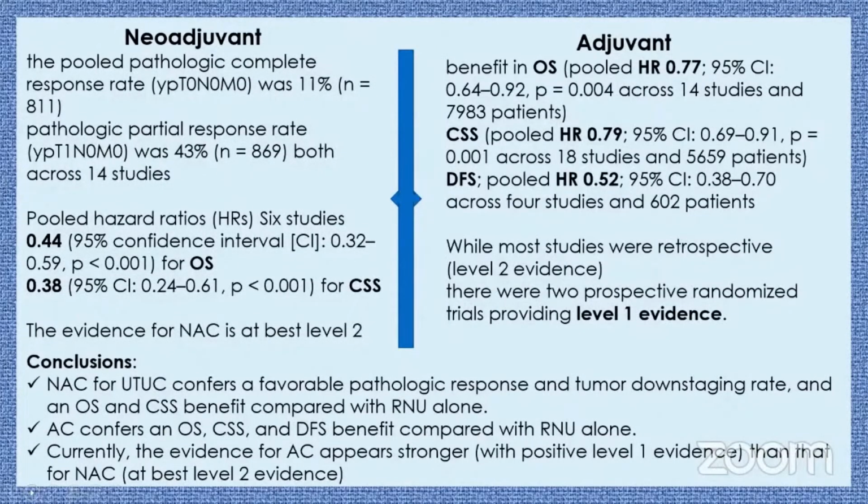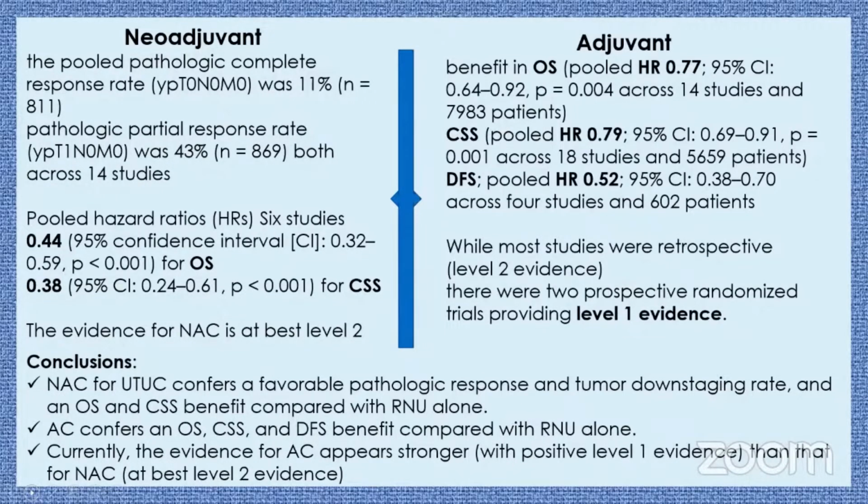So now there are two parts. One is neoadjuvant chemotherapy. If we see the pooled analysis, it shows that a pathological complete response rate of approximately 11% and a partial pathological response of 43% have been documented across 14 studies. In these analyses, there is a definite advantage in overall survival as well as cancer-specific survival.